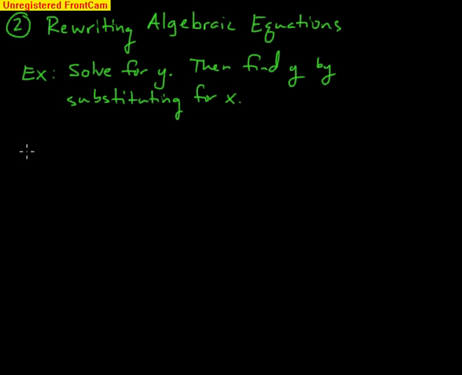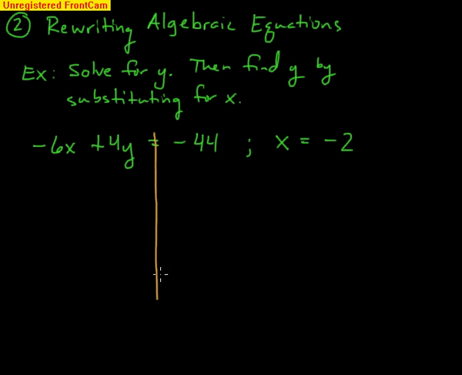And here is the equation we will work with. Negative 6x plus 4y equals negative 44. And the x value that we'll work with later is a negative 2. All right. First thing, solve for y. Okay, let's draw this line. Ignore this x value. We must get the y alone.